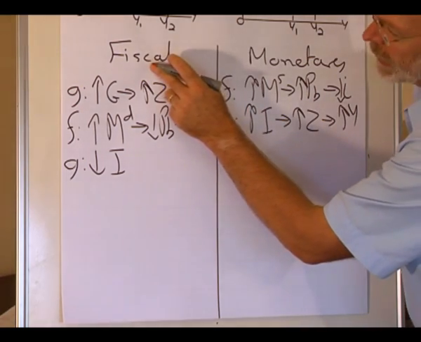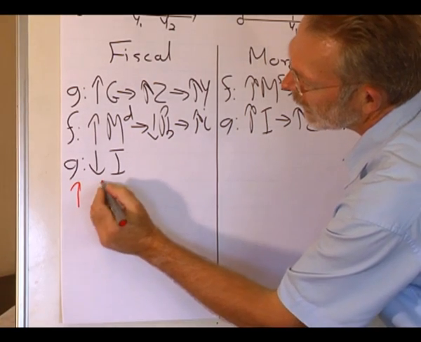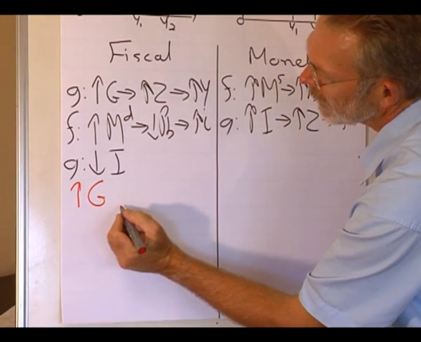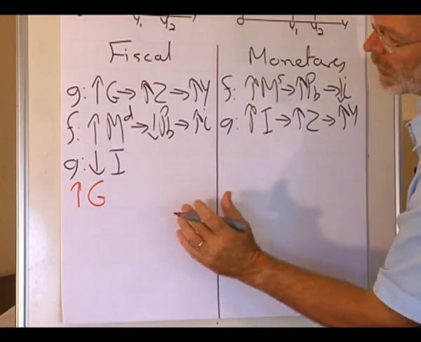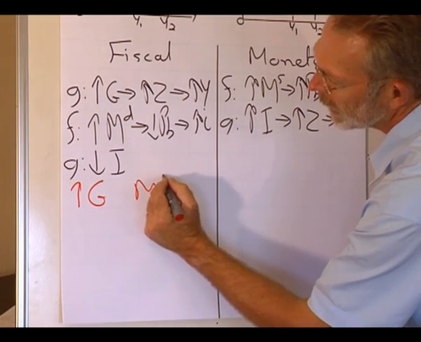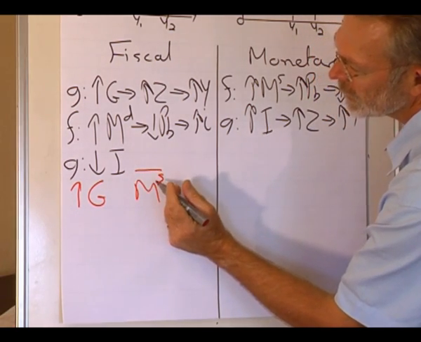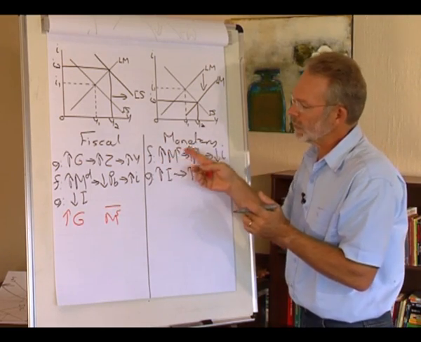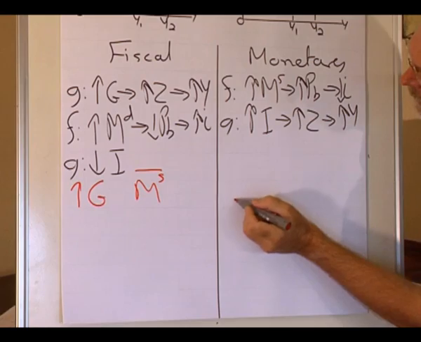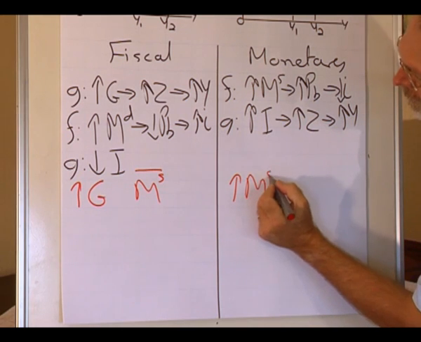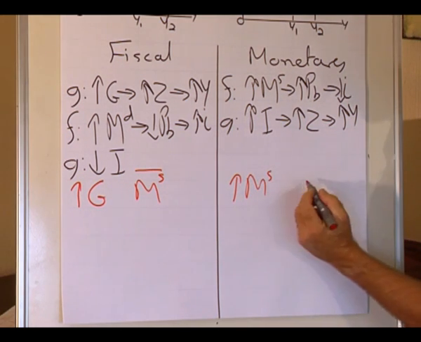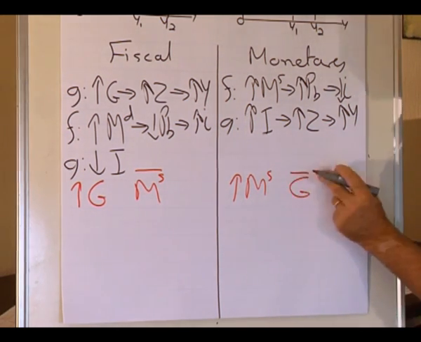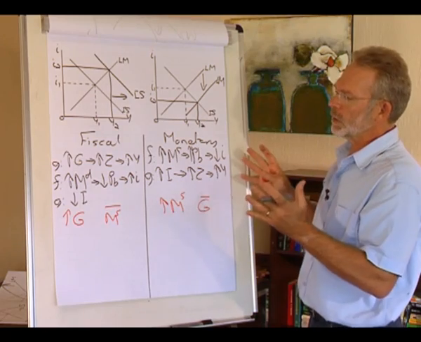With fiscal policy, we see there's an increase in government spending, but nothing happened to the money supply. So money supply is constant. Monetary policy deals with money. We had an increase in the money supply. So the money supply is higher, but government spending remained constant. The other variables?